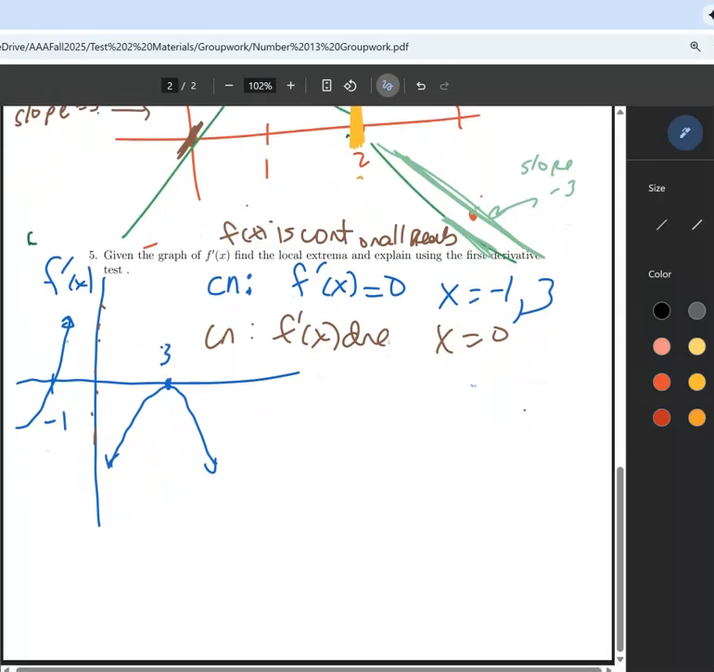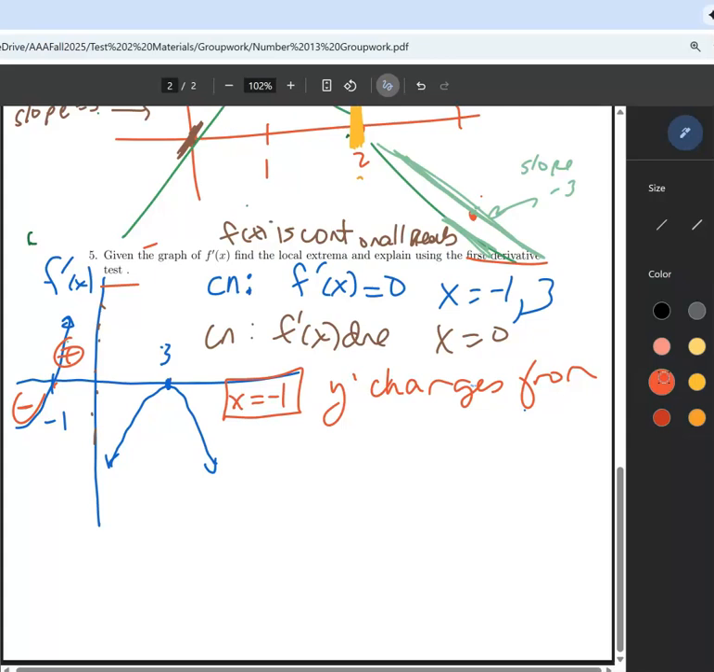So let's talk about what's happening between these critical numbers using the first derivative test. So first off, let's check out what's happening around the critical number -1, right? Before -1, the derivative is negative. After -1, the derivative is positive. So since y prime changes from negative to positive, f of -1 is a local minimum. It goes down and it comes up. Doesn't look like it. You're not looking at the graph to find the shape though, right?